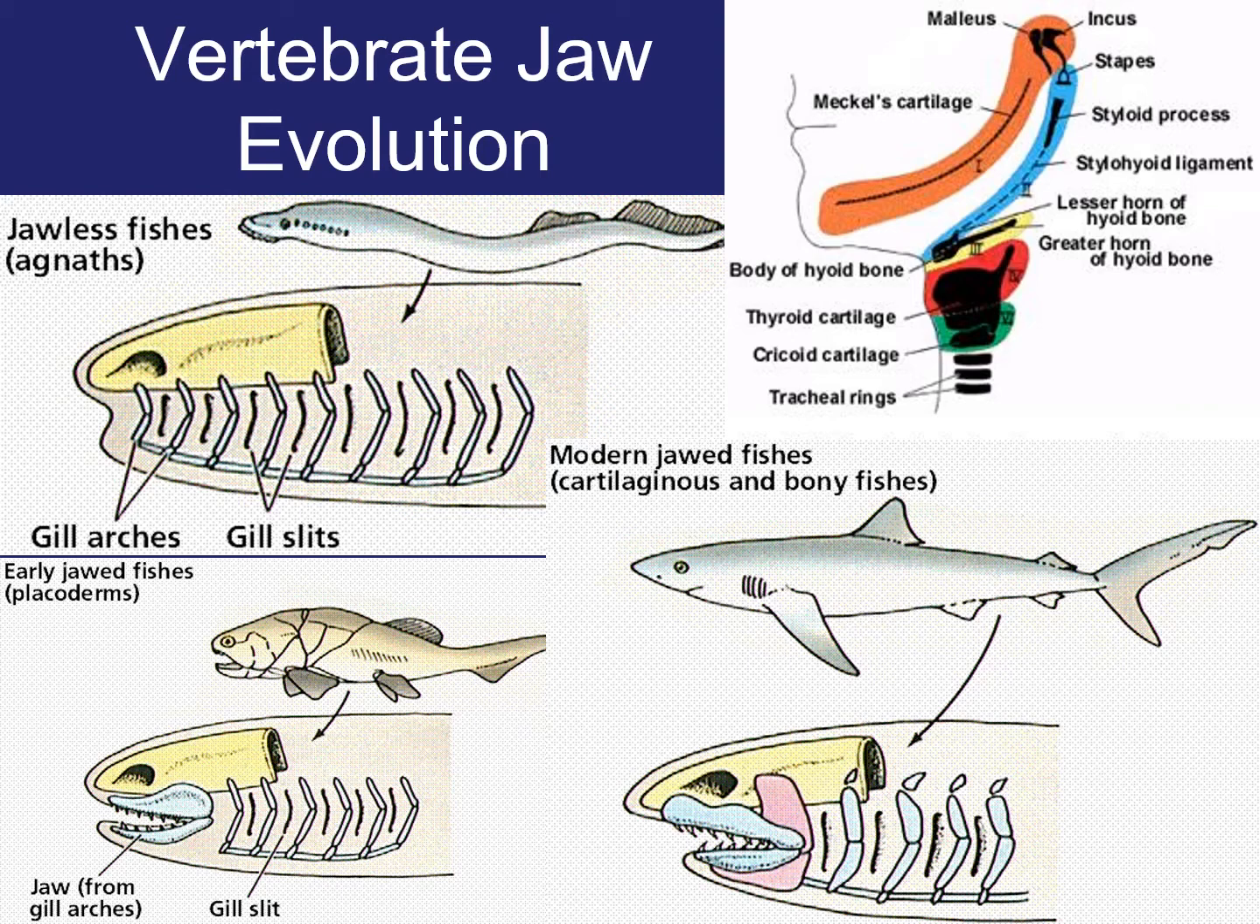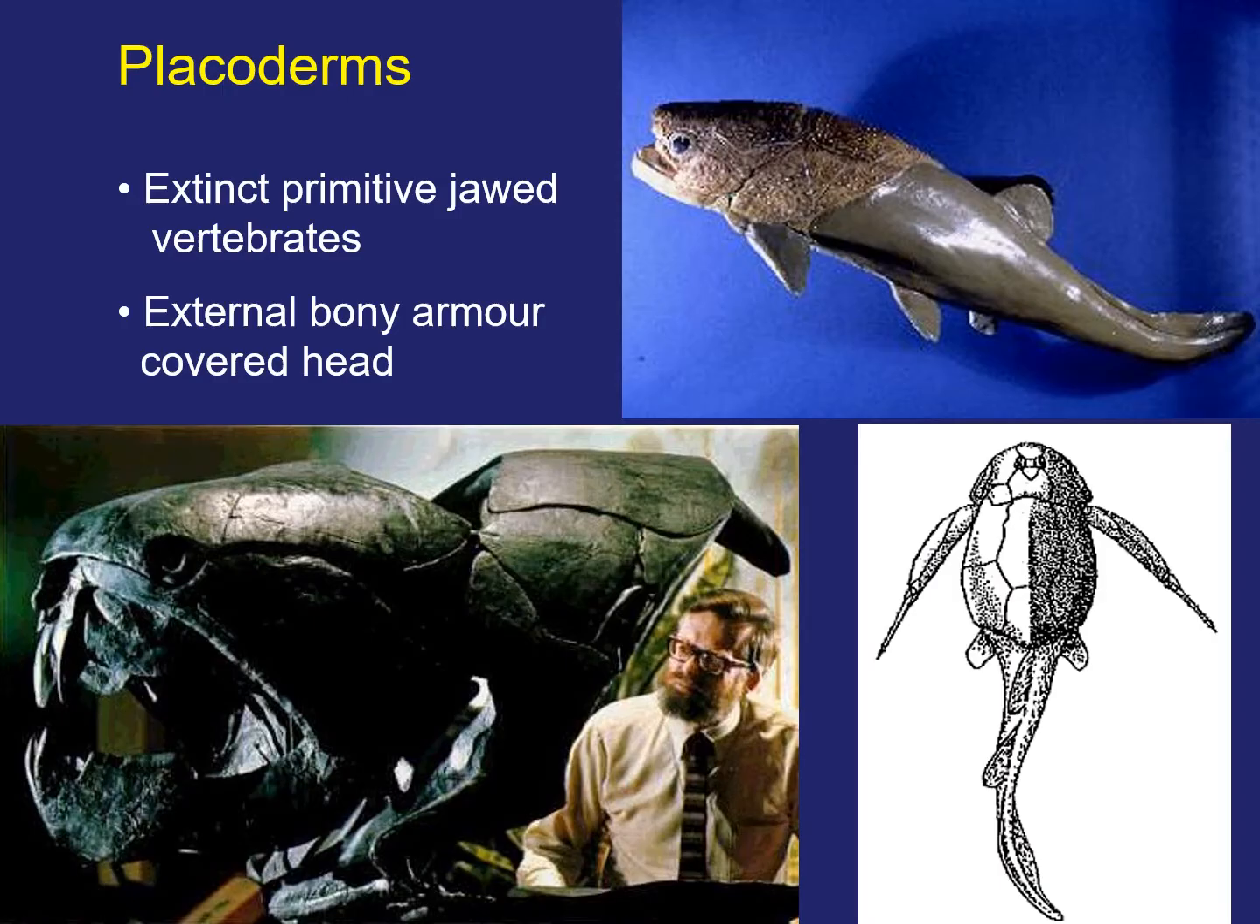There are bits of this that give rise to little pieces like the styloid process that hang off the bottom of the skull, and then the cartilages that make up the larynx and also make up the rings of the trachea, they're derived from these pharyngeal arches as well.